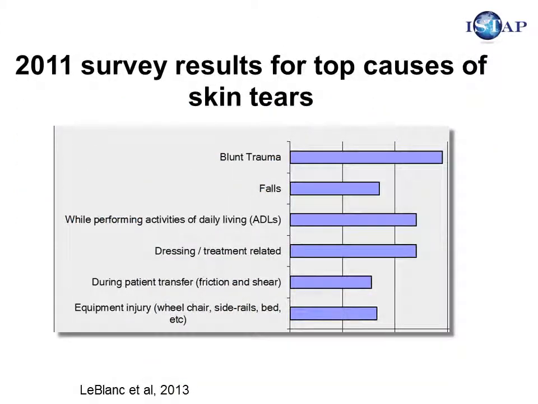This was a survey that was done with an international group of clinicians, and it looked at the clinicians' perception of what were the main causes of skin tears. So blunt trauma was at the top there, while performing activities of daily living, while doing dressings. These were more treatment related, were probably second. Third were falls and equipment injuries related to wheelchairs, side rails, and any sort of equipment. Last, during patient transfers with friction and shear.